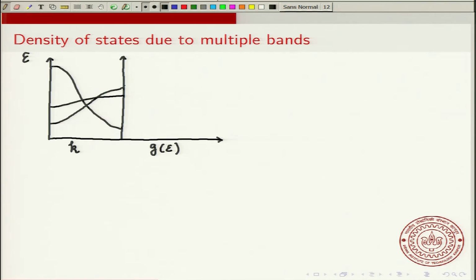Okay. So, now each of these states will contribute to the density of states. So, the total density of states, so this is the total density of states due to all the bands.